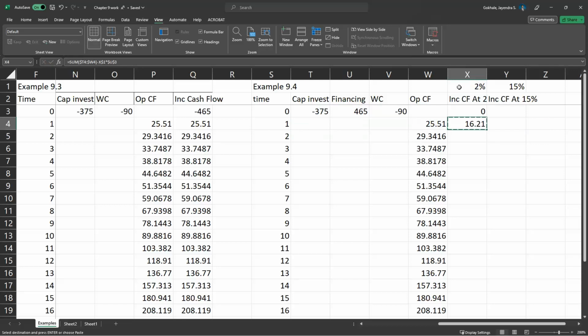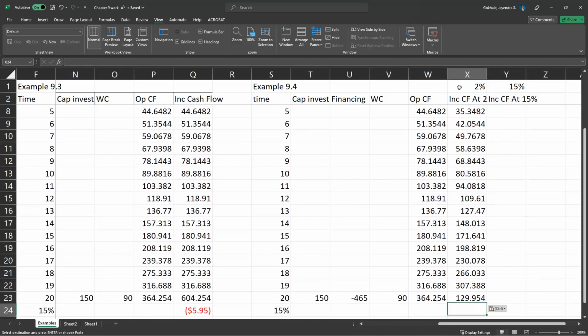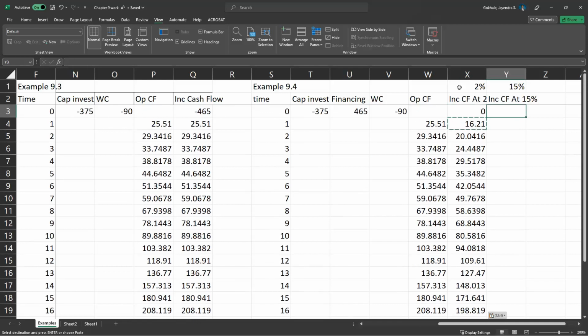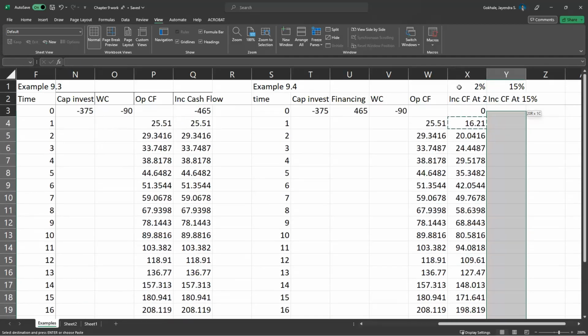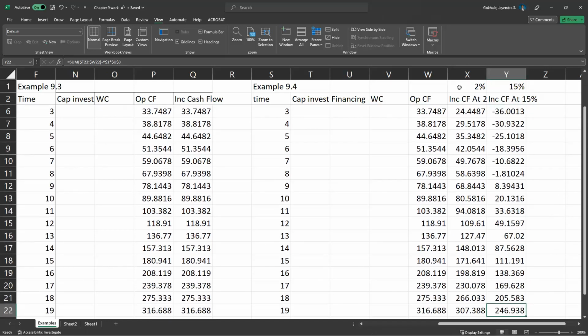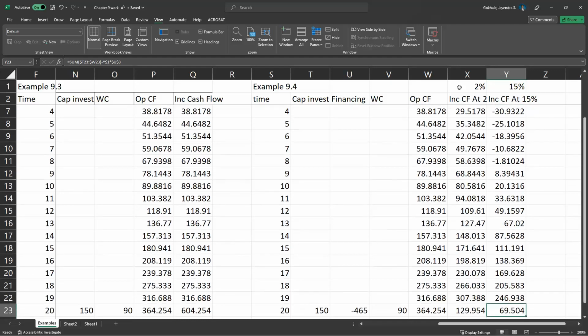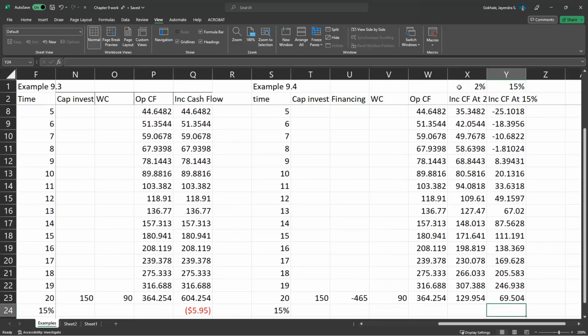So our incremental cash flow at 2% is 16.21. Control C, that is copy, shift control down, control down, shift control up, control V. These are our incremental cash flows at 2%. And we'll get something similar. So all I have to do is just do a control R here. And you can see, because the cost burden is so high, that there are negative cash flows for a long time. And then the project turns up positive cash flows.